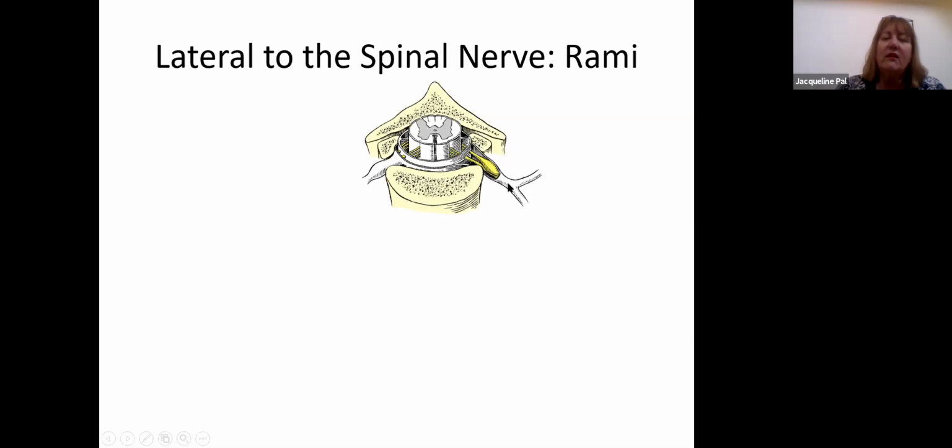If we go lateral to the spinal nerve, we see that the spinal nerve looks like it branches into 2. I'm going to use the word branching, although you do have to realize that if it's bringing afferent information, it's actually merging rather than branching. But since I'm going from the spinal cord going out, I'm just going to use the word branching. Each of these branches of the spinal nerve is called a ramus.